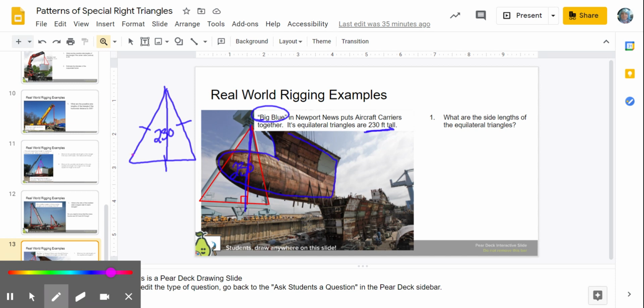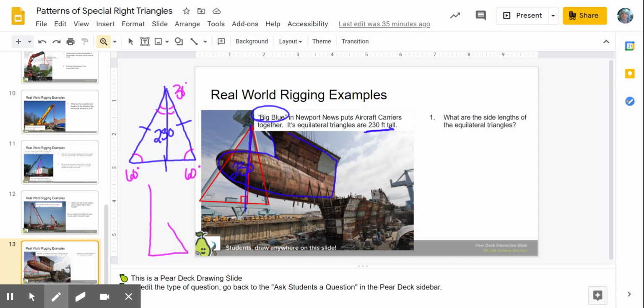So I know this angle is 60, right? Because it's an equilateral triangle. And I know this angle is 60 because it's an equilateral triangle. And I know this angle has been cut in half. So what are each of the halves up there? 30. So I just had to cut some stuff apart. We can make it a little bit easier to look at by just drawing one of those. I've got a 30, I've got a 60, and I've got a 90.